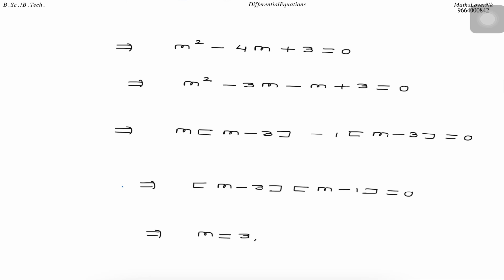Now CF is given by, when the roots are unequal, hence CF is equal to, when two roots are unequal like a and b, CF is equal to c1 e to the power ax plus c2 e to the power bx. Here a is 1 and b is 3, so CF is equal to c1 e to the power x plus c2 e to the power 3x.